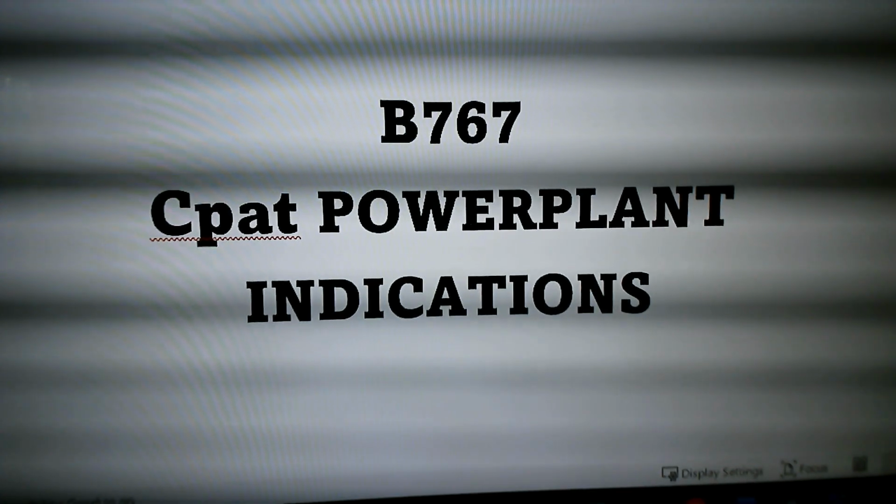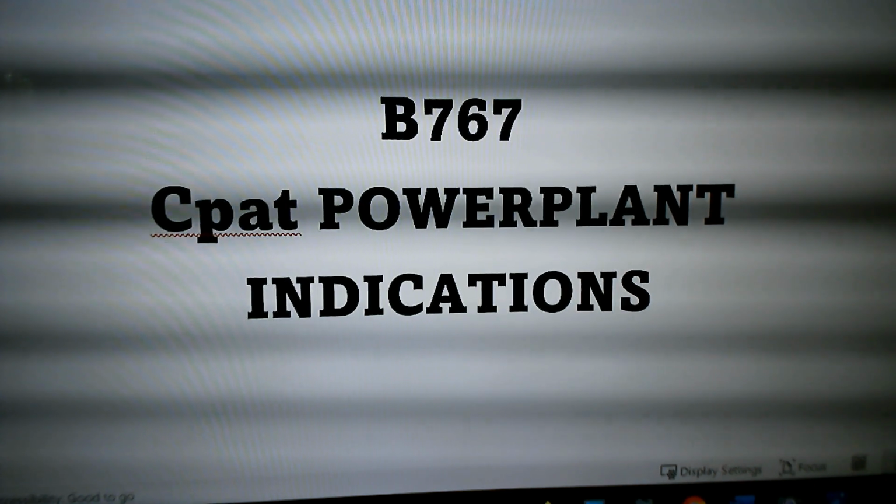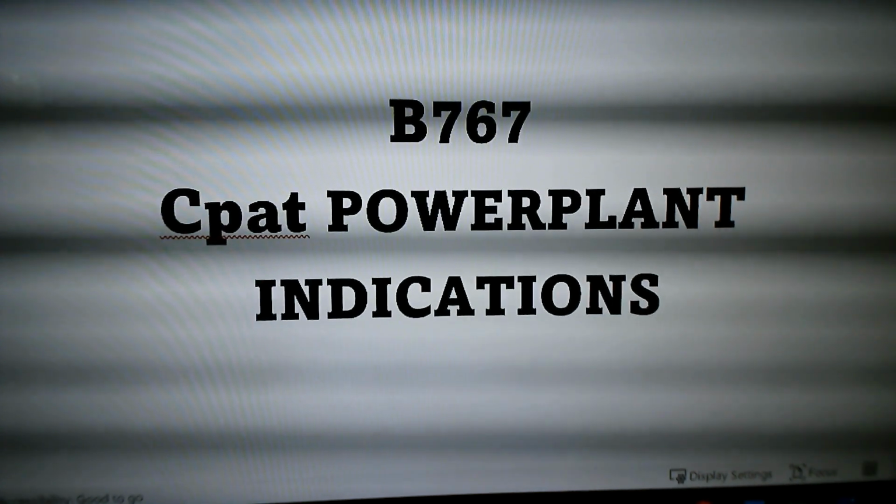Boeing 767 CPAT review of power plant indications. The primary power plant display is the upper ICAS, which shows N1 and EGT. The secondary displays are on the lower ICAS and show N2, fuel flow, oil pressure, oil temperature, oil quantity, and vibration. The secondary indications show when the display receives power or when secondary engine parameters are exceeded.